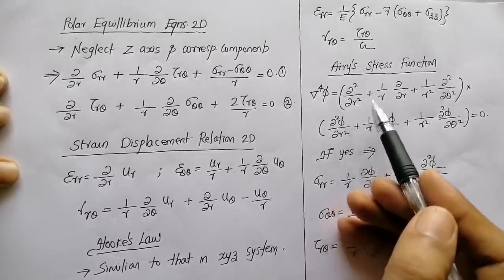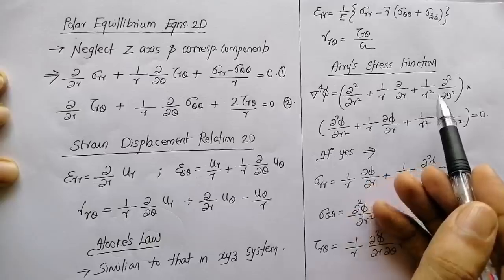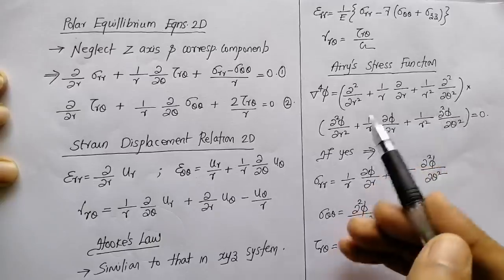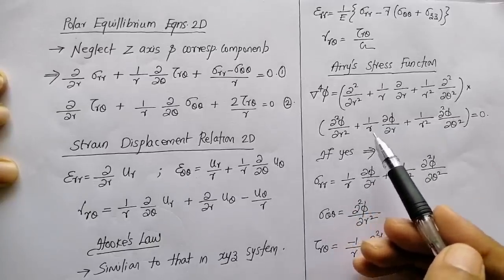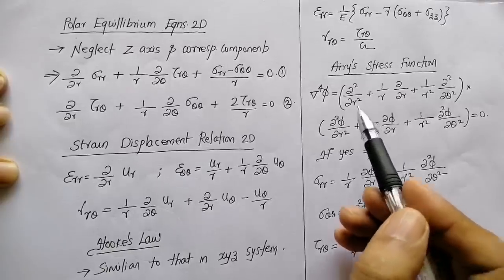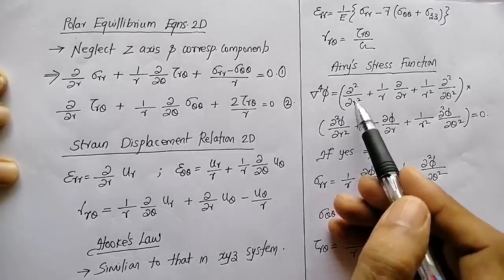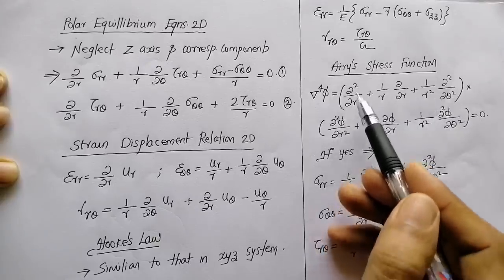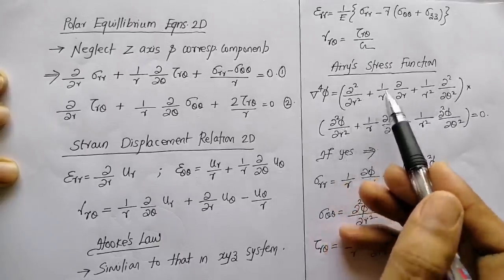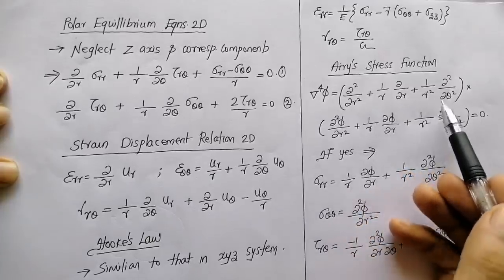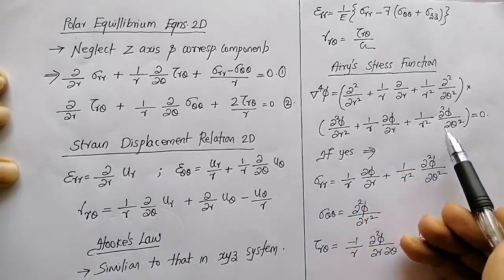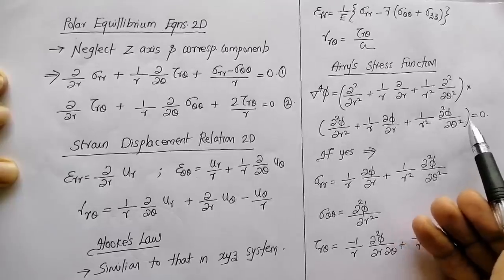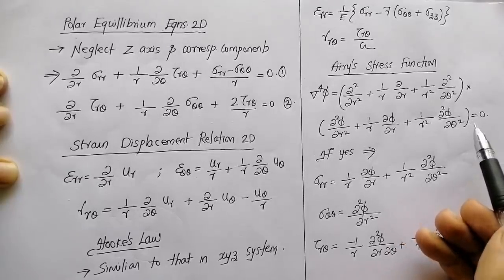Dou square by dou r square plus 1 by r dou by dou r plus 1 by r square dou square by dou theta square into this term. So, if you analyze this term, you can understand that if you multiply by phi every term in this part, you will get this part. So, you can see here dou square phi by dou r square, 1 by r dou phi by dou r, 1 by r square dou square phi by dou theta square. So, this is the way to remember the equation. If you obtain 0, that means it is a stress function.